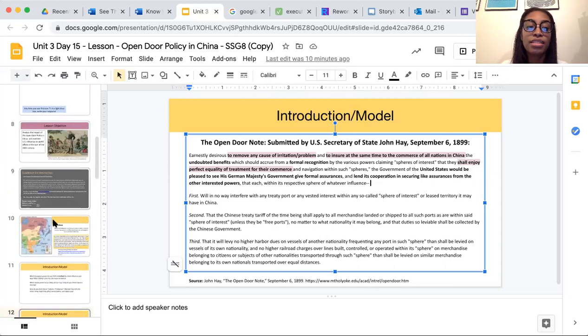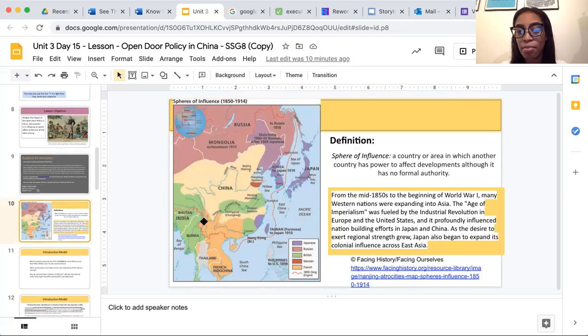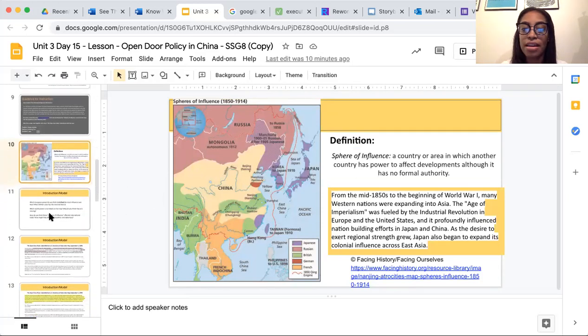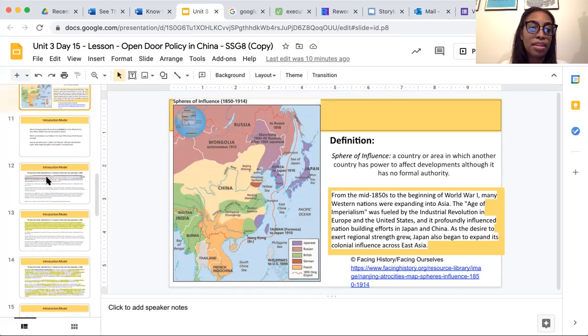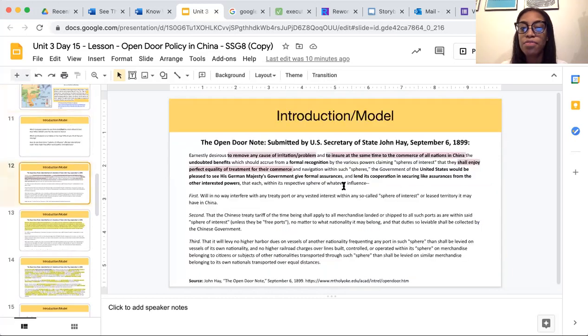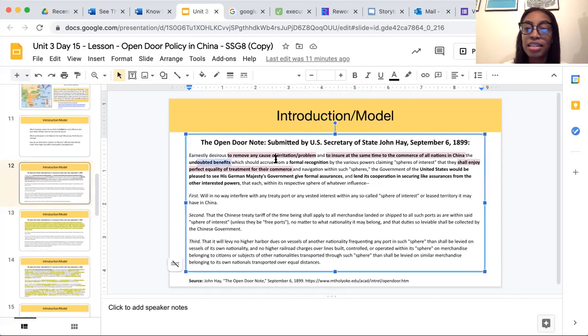We know that during this time period, a select few had the privilege to trade in China, right? They created these spheres of influence. The United States doesn't want to be left out. So here you have this proposal, this Open Door Note that's submitted by US Secretary of State John Hay, right? He's saying, yeah, I don't want any problems, but I want to ensure at the same time that everyone's able to trade with China, right? And then he mentions these undoubted benefits that you can receive from this formal recognition.